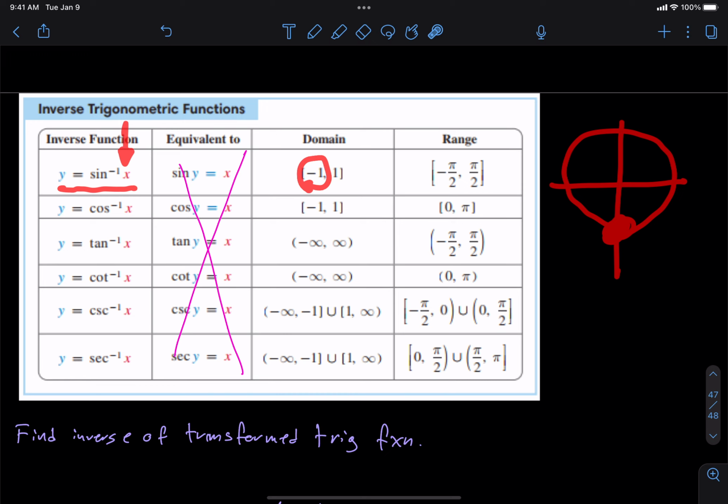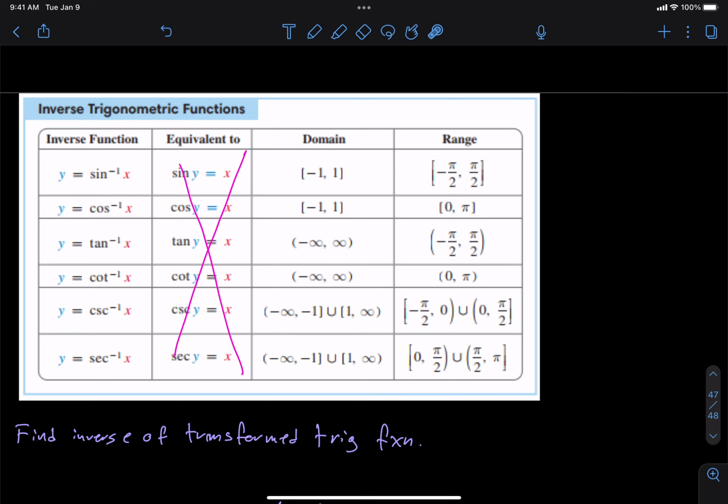And then we can do a bunch of other inputs, right? Which are all of the heights of points on the unit circle up to the maximal height of any point on the unit circle, which is +1. The highest point on the unit circle has height 1. So this is how we get the domain of the sine inverse function.